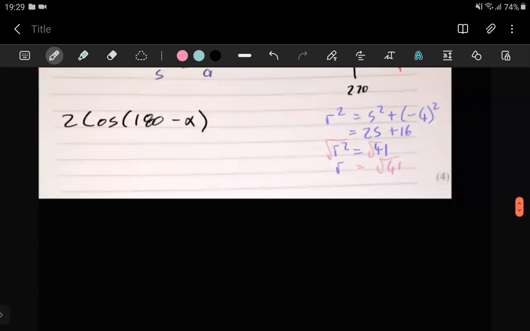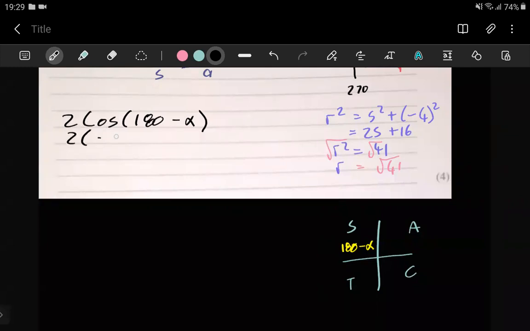With 180 minus, we would be thinking to ourselves, okay, our CAST diagram, 180 minus alpha is in this quadrant. So if 180 minus is in this quadrant, cos is negative there. So here you know that this is going to be 2 multiplied by negative cos alpha, which is just the same as negative 2 cos alpha.